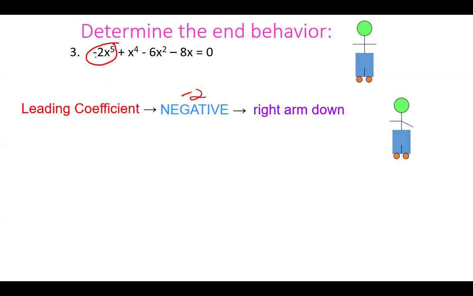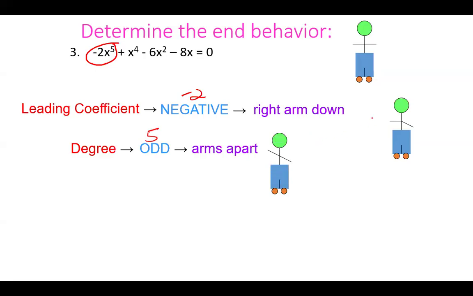Okay. Next, looking at our leading term, we're going to look for our degree of our polynomial. And our degree, is it even or odd? Odd, because our degree is 5. Because our degree is odd, we're going to be arms apart. We're going to be doing separate opposite behaviors. We're still alive, still alive.